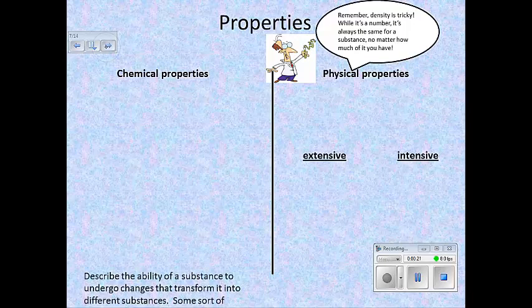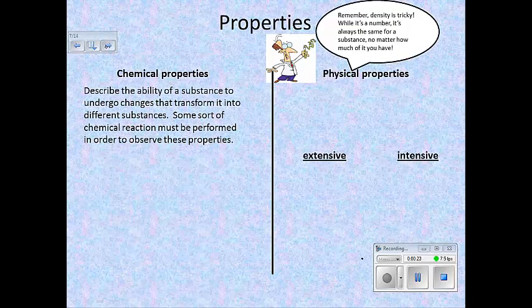So let's focus on chemical properties first. What are chemical properties? They describe the ability of a substance to undergo changes. And here's the key thing: changes that transform it into different substances. So you're starting with one thing, and all of a sudden it becomes something else. That's how you know it's a chemical property. And then a good little hint: a chemical reaction must be performed in order for it to be a chemical property.